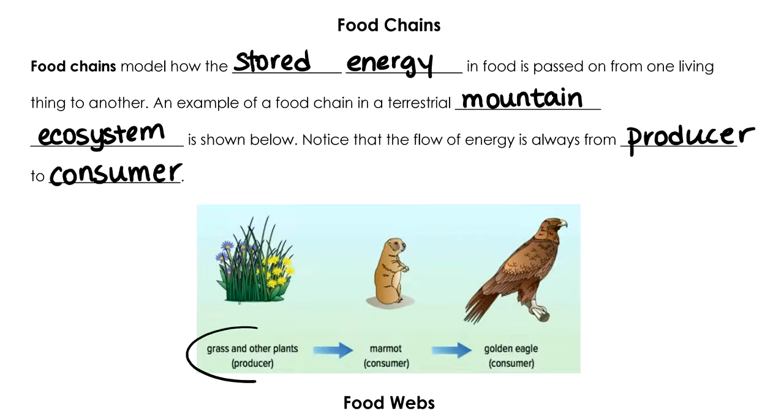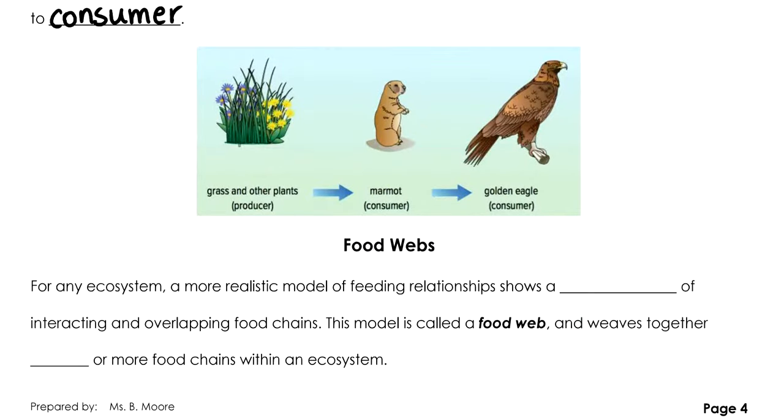Starting with the grass and other plants, which are the producers in this ecosystem, to the marmot, for example, to the golden eagle. I don't have to tell you that the interactions between organisms in an ecosystem are infinitely more complex than grass to marmot to golden eagle, which is where food webs come in. In reality, these organisms are interconnected in a complex network of relationships, and so a food web is a much more detailed way of representing these connections.